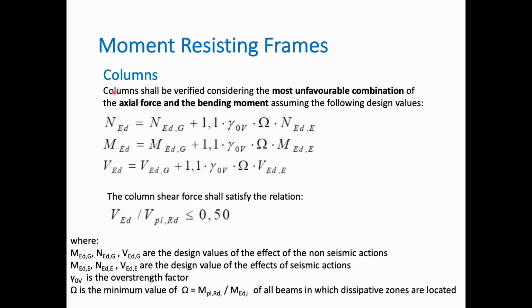So now coming to the columns, they shall be verified considering the most unfavorable combination of the axial force and the bending moment, assuming the following rules. The NEd is equal to the NEd,G of the gravitational loads plus 1.1 times the overstrength factor times omega, which is the minimum value of the MplRd over MEd of all beams in which dissipative zones are located, times the NEd,E, which is the design value of the effects of the seismic actions.